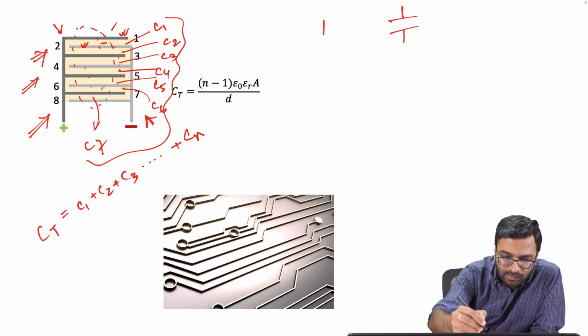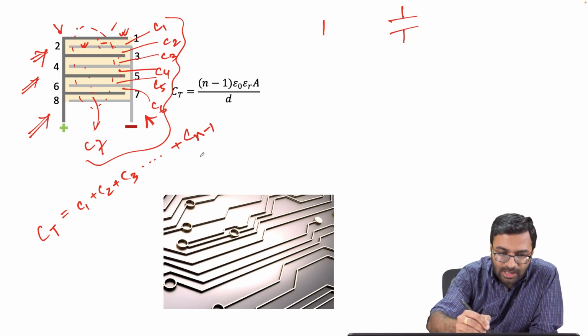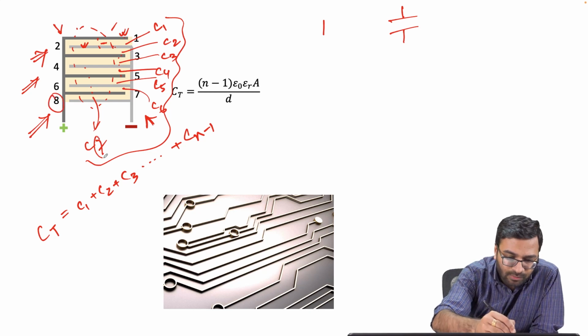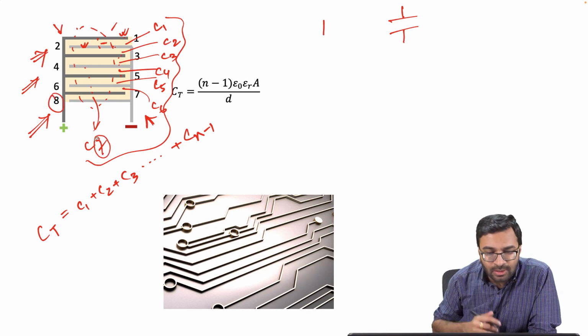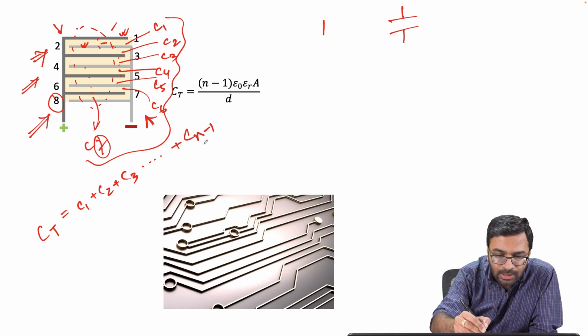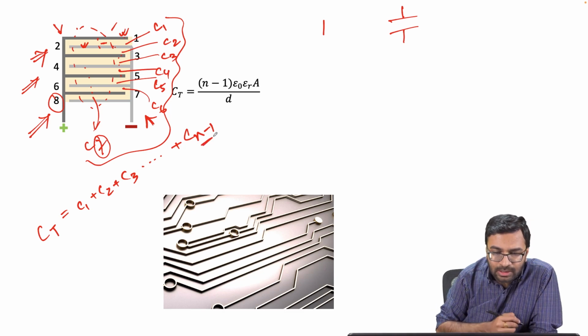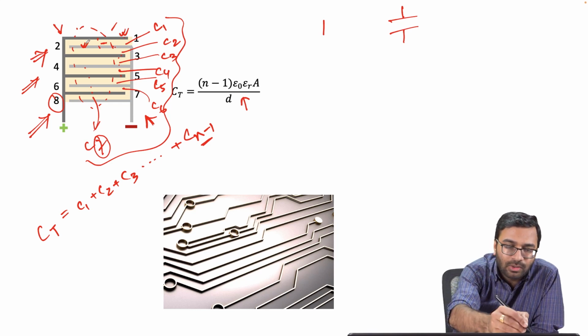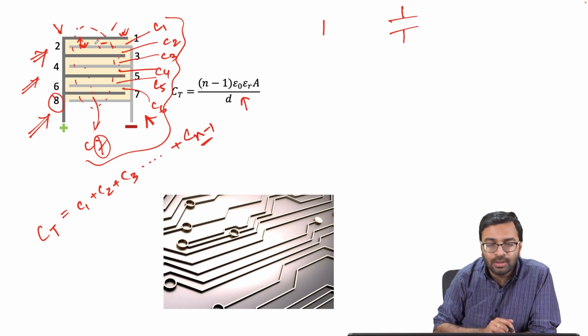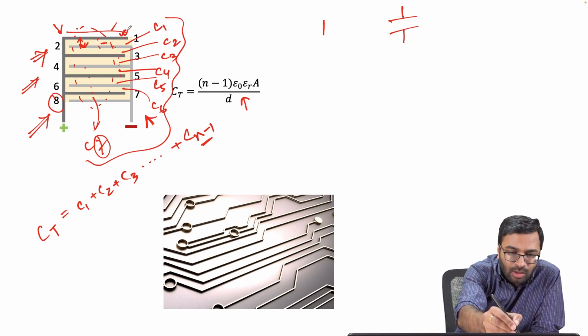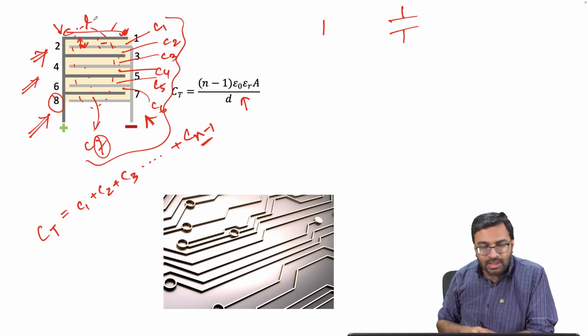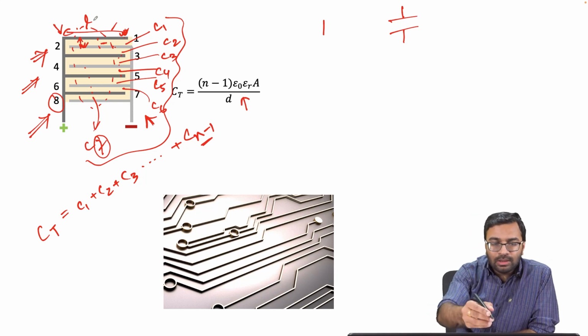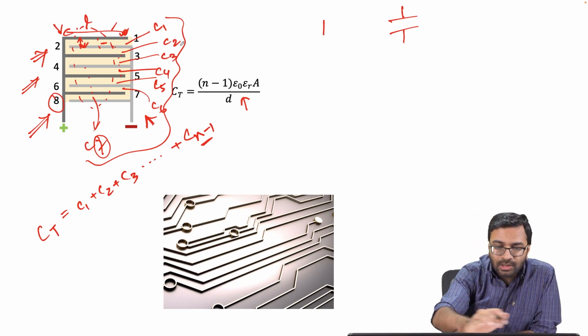If there are n number of electrodes, it will actually be n minus 1. For 8 electrodes, the number of capacitors is 7. So for n electrodes, it will be Cn minus 1, right? If you take the total capacitance, it's n minus 1 into epsilon 0 epsilon r A by d, because in all the cases, let us consider the distance between two electrodes is the same, and also the length of all these electrodes is the same. If this is the case, all the C1, C2, C3, C4 values are equal.